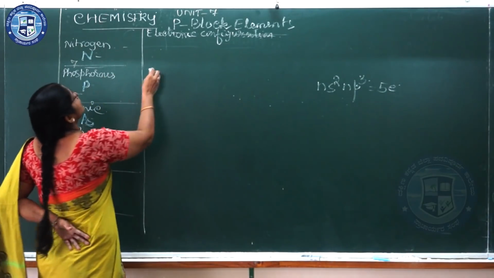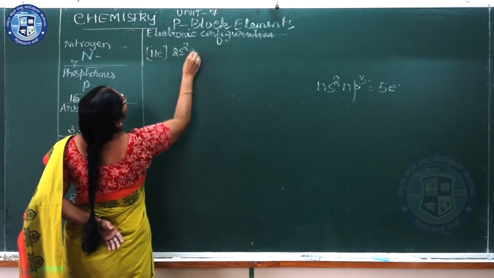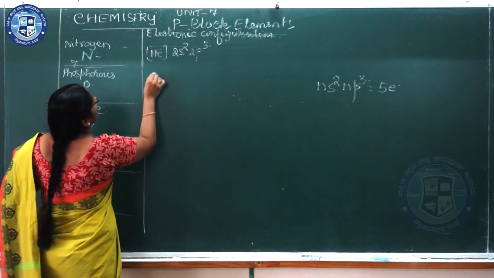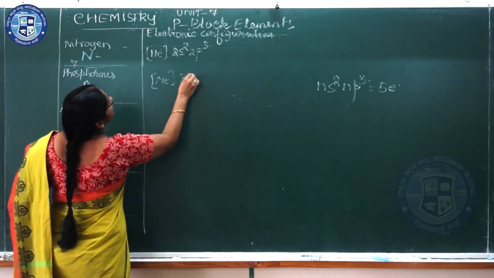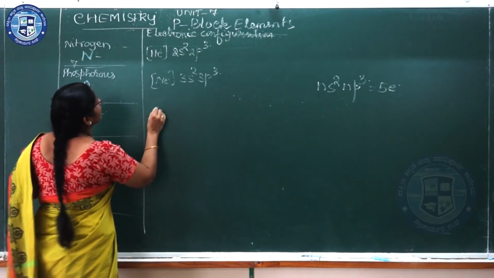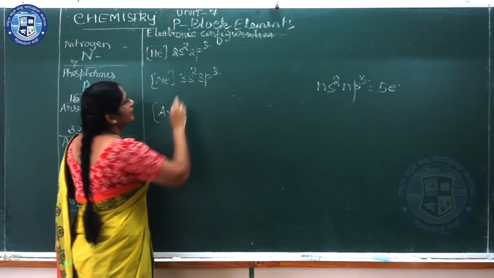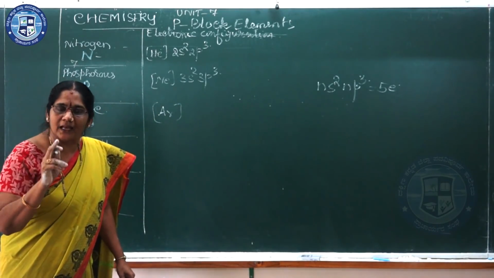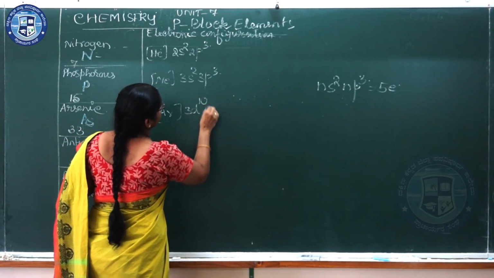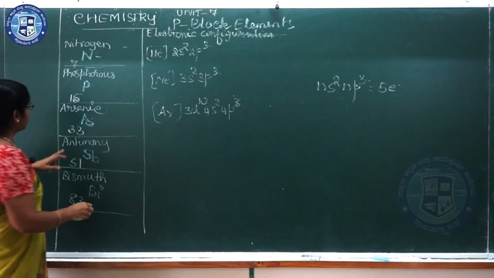Now coming to nitrogen, after helium it is 2s2 2p3, it is in the second shell. Next coming to phosphorus, after neon it is 3s2 3p3. For arsenic it's argon with, but in the fourth shell we also have 3d orbital in between 4s and 4p, so I write it as 3d10 4s2 4p3.